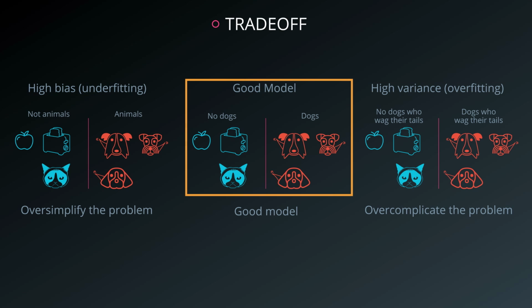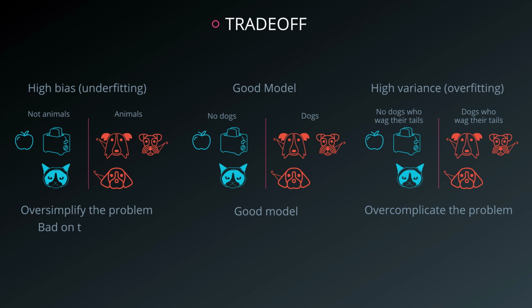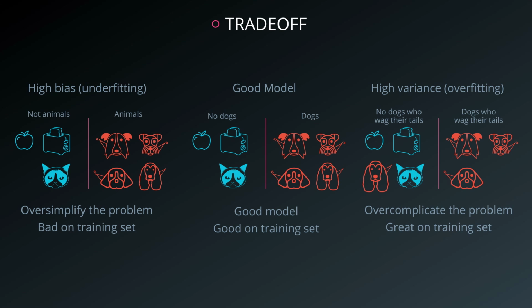When it comes to the training data, the high bias model tends to not fit it well since it's just too simple a model. The high variance model tends to fit the training data really well since it's designed for it. Finally, the good model tends to fit the training data well. Now, when it comes to the testing data, the high bias model tends to perform poorly, and so does the high variance model. The good model is the one that performs well in the testing data.